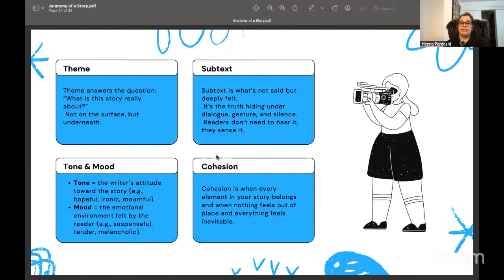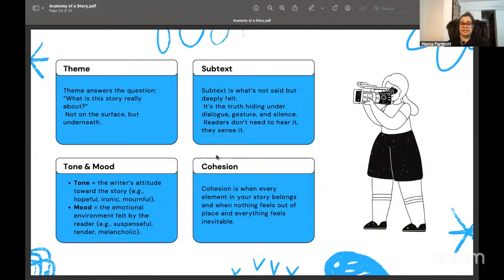For example, in The Lovely Bones, the tone is lyrical and tender, but the mood is hauntingly melancholy. In Gone Girl, the tone is cold and cynical, but the mood is uneasy and electric. They always go in harmony. In Educated, the tone is reflective and the mood is tense and claustrophobic, but then it shifts to liberating.